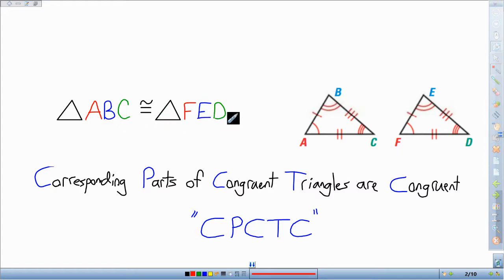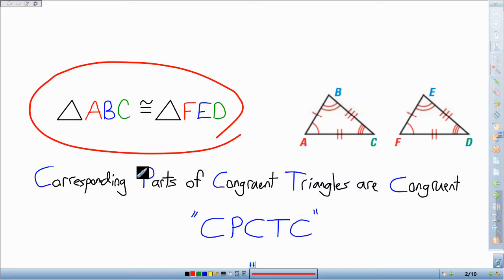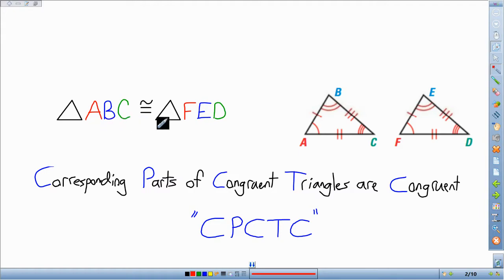The first thing I want to point out is that the order of the letters does matter when naming triangles, when you're making what's called a congruency statement. The order of these letters matters because A, B, C and F, E, D are the vertices of these triangles. You can think of them as the points of the triangles. When they tell us that two triangles are congruent, they're saying angle A is congruent to angle F. If you look over here, we can see that angle A is congruent to angle F.